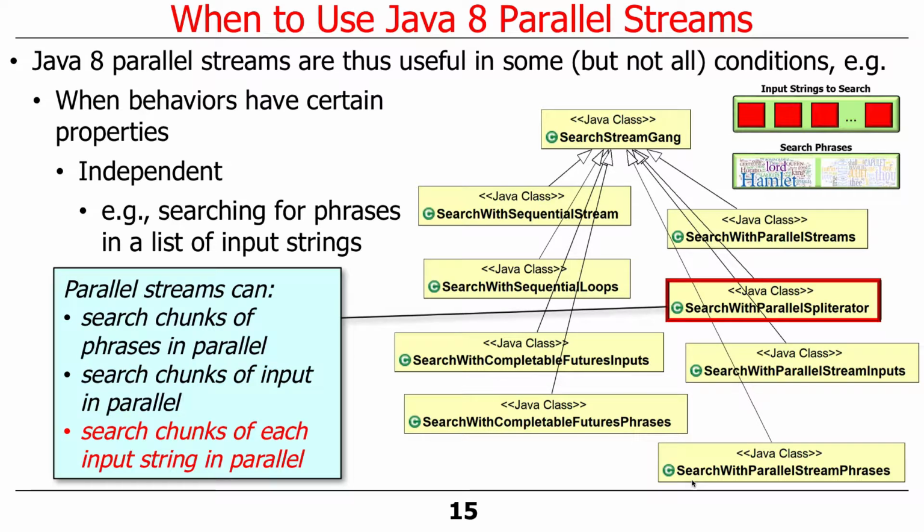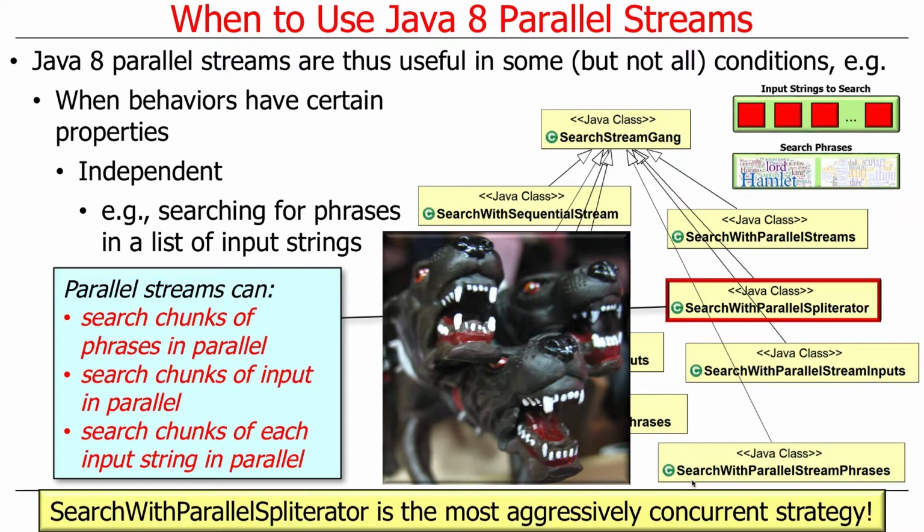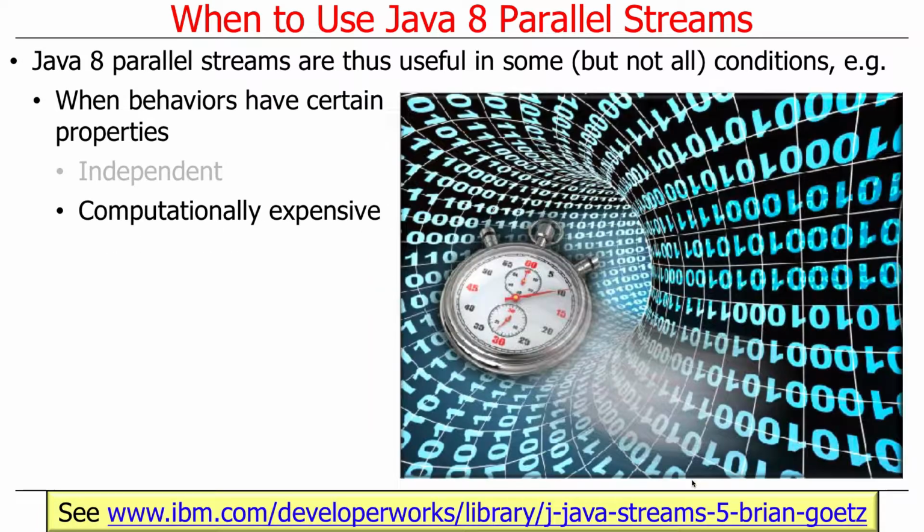And then we have our splitterator, which searches for everything in parallel. So once again, we can get the most aggressive approach that combines them all. But in all those cases, they're all done in ways that are independent. So those types of problems work really well.